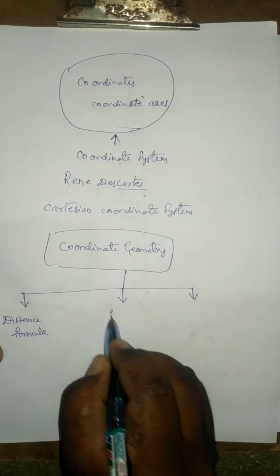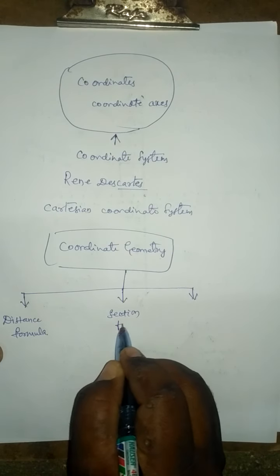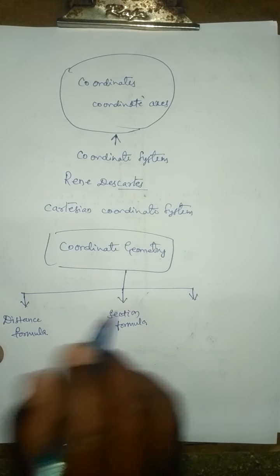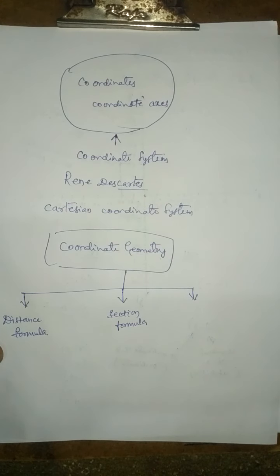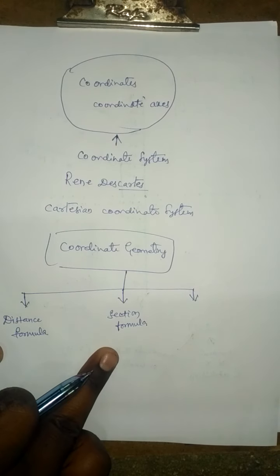Second one is the section formula. It means a point which is in between a line, or in between linear points, how that line is divided into different ratios. That one we are going to study in the section formula.